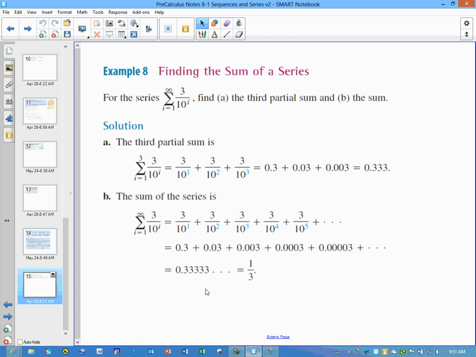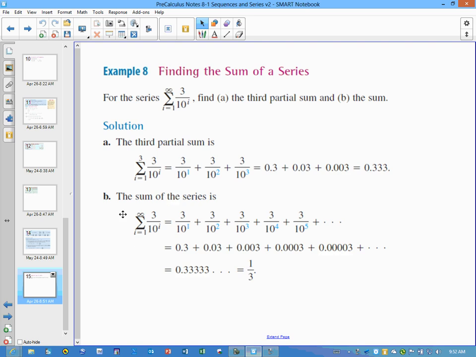And luckily it does form a pattern that we can recognize. So notice how 0.3 plus 0.03 plus 0.003 plus 0.0003, etc. means each term is putting a 3 in the next digit of the decimal expansion. So it ends up being 0.3333 repeating, which is exactly equal to 1/3.